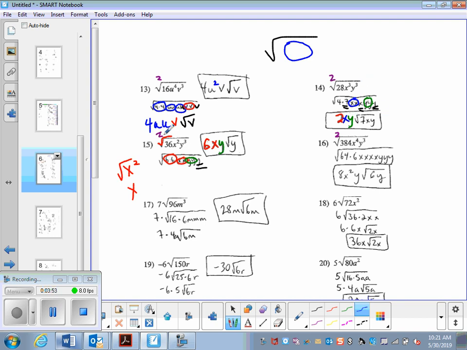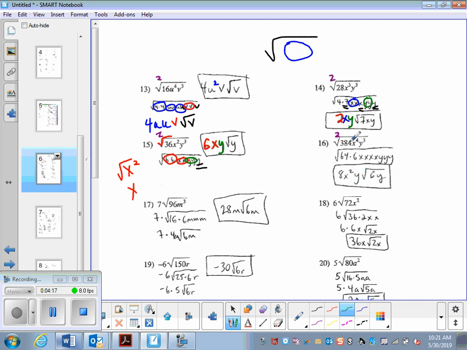All right, let's try number 15 with the shortcut. How many times does 2 go into 2? Once with none left over. How many times does 2 go into 3? Once out here with 1 left over. So now for this one, 2 goes into 2 twice with no x's left over. And 2 is going to go into this 3 once with 1 of them left over.